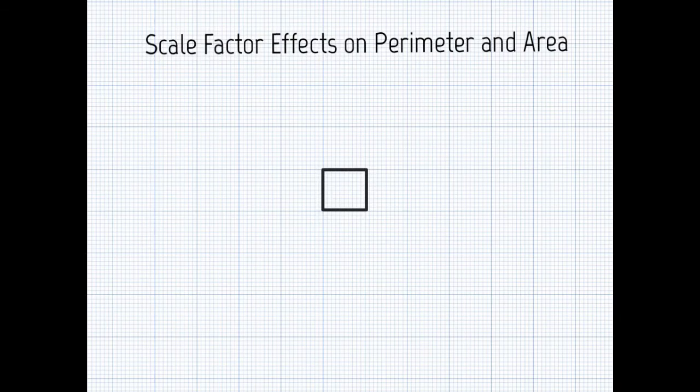How do we describe the effects on perimeter and area given a scale factor? To answer this question, let's begin by looking at this unit square. It has dimensions that are 1 unit by 1 unit. To calculate the perimeter of this square, we would add up all of the side lengths. 1 unit plus 1 unit plus 1 unit plus 1 unit is a distance of 4 units all the way around.